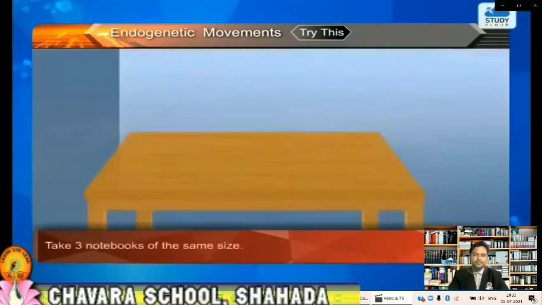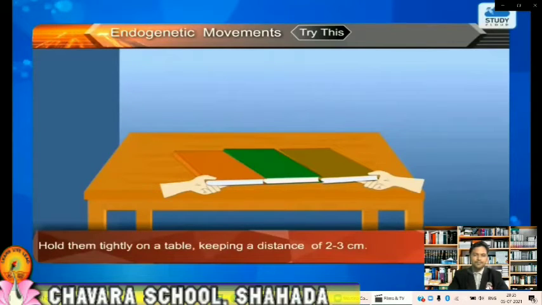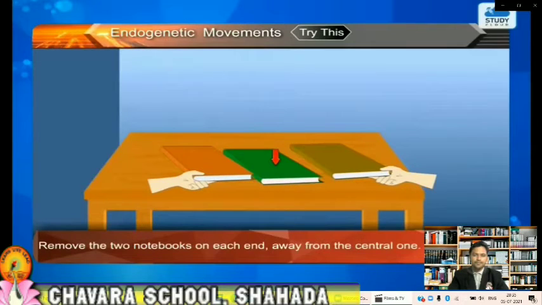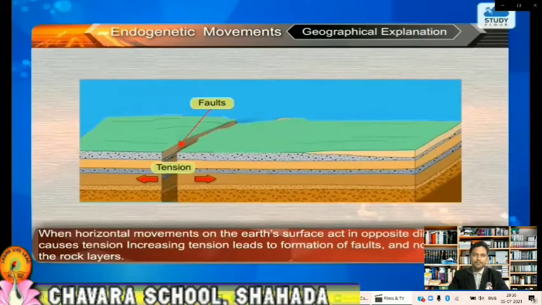Try this. Take 3 notebooks of the same size. Hold them tightly on a table, keeping a distance of 2 to 3 centimeters. Move the 2 notebooks on each end away from the central one. Observe that the middle book subsides. Geographical explanation. When horizontal movements on the Earth's surface act in opposite directions, it causes increasing tension. Tension leads to formation of faults and no continuity in the rock layers.